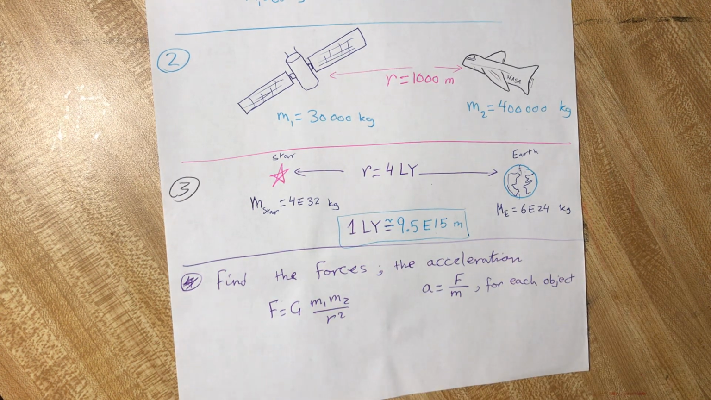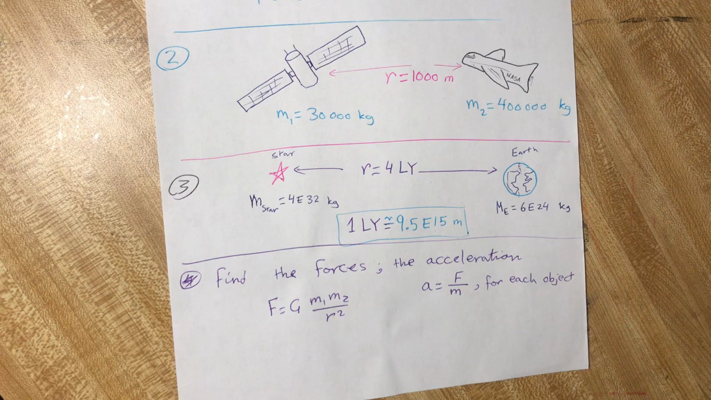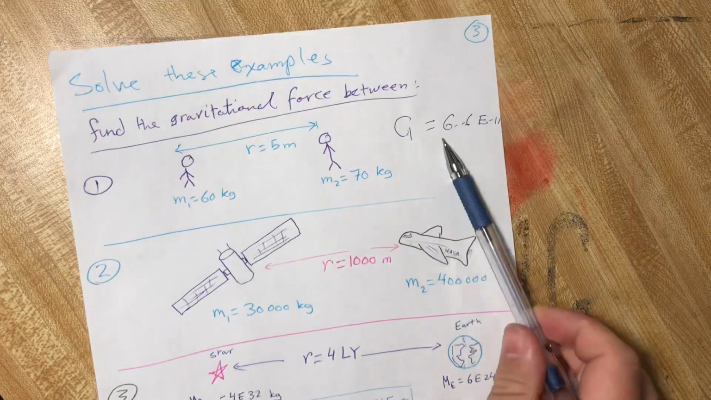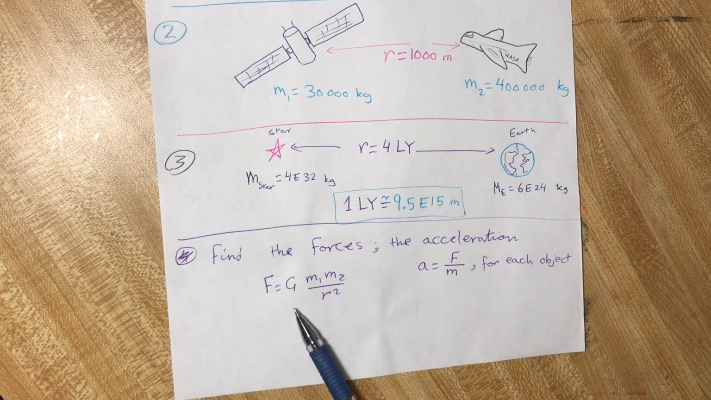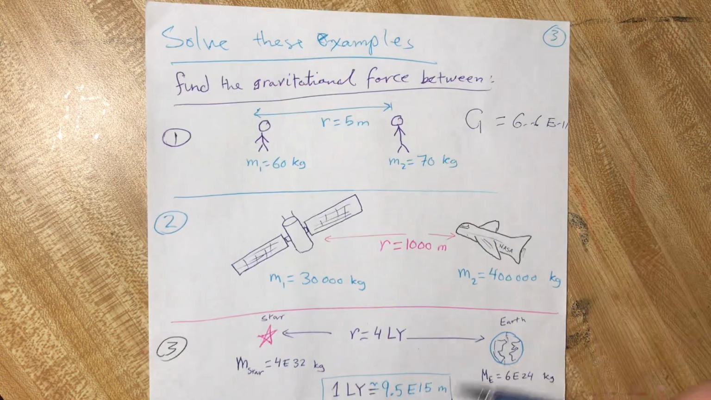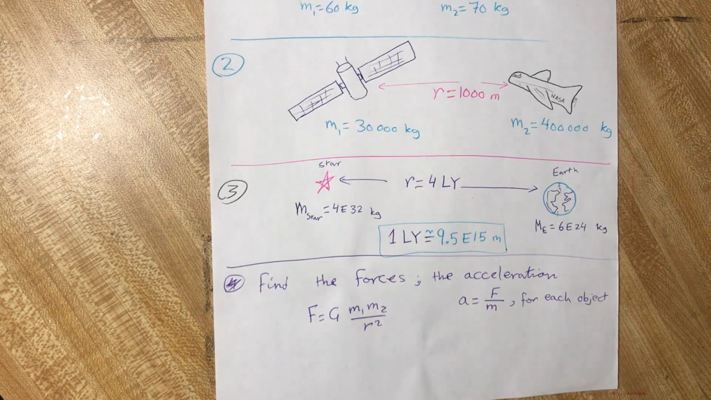You have the mass and the distance. You have G, the constant, and find the gravitational force between them, on each body, and then find the acceleration for each object. Yes. It's easy. You can directly apply the formula and find the answers.